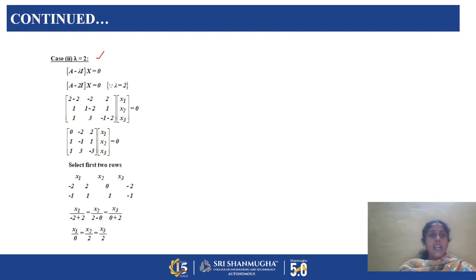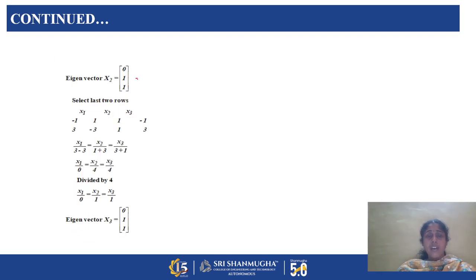Next, I will take the eigenvalue lambda equal to 2. So (A minus lambda I) x equal to 0. When I put lambda value as 2, the matrix becomes 0, -2, 2, 1, -1, 1, 1, 3, -3 times x1, x2, x3 equal to 0. Here I can choose the first two rows or the last two rows, whichever, because all three rows are different. With the same methodology, I get x1 divided by -2 plus 2, x2 divided by 2 minus 0, x3 divided by 0 plus 2. So x1 by 0, x2 by 2, x3 by 2. So the second vector x2 is 0, 1, 1.